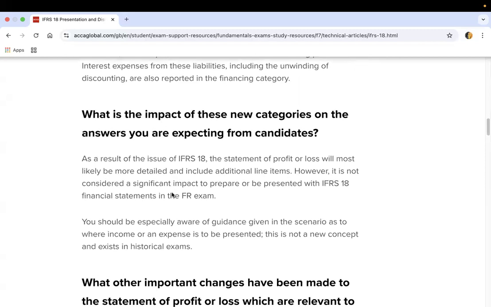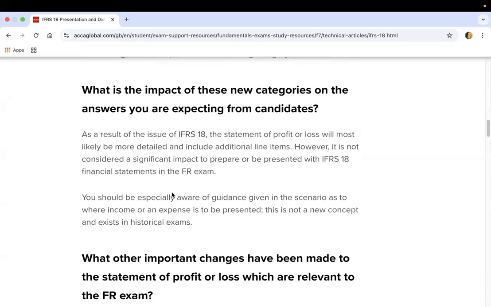So what is the answer that ACCA expects from FR? When examining FR, in the questions you must know that for most of the expenses, the question itself would tell you where to take the expenses. For example, if there is a finance cost, they would tell you this cost is to be taken in the financing category. For following the instructions in the question, you get a separate credit mark. So there would be a mark allotted from the total to the instructions being followed. If you don't follow the instruction and you take the expenses or the income as you wish, you might lose those marks. Clear?